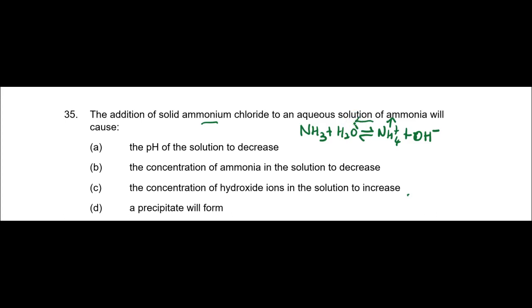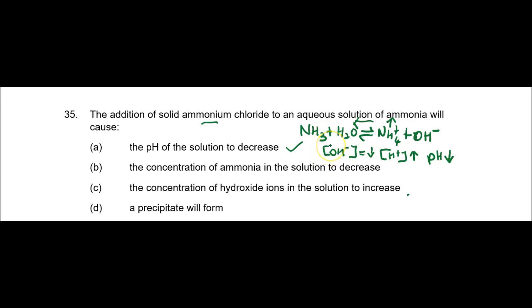A is saying the pH of the solution were to decrease. This is in fact true because if the system were to move left, that would mean your hydroxide ion concentration would in fact decrease and your hydrogen ion concentration would increase. So because of that, your pH overall is going to reduce.